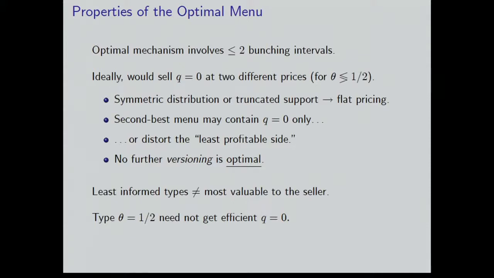And then, in fact, it doesn't need to be the case that the highest type, sort of a classic result in the mechanism design literature, gets the efficient allocation. No, that depends now on the distribution of prior information in the population. It could very well be that we bias it away.